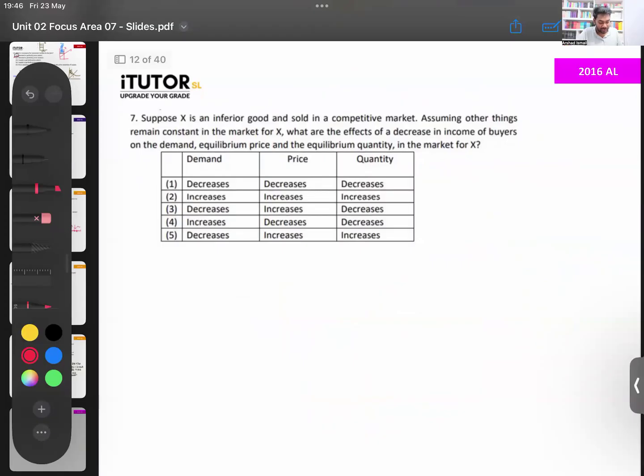2016 A-levels, question number 7. Question 7 says, suppose X is an inferior good sold in a competitive market. Assuming that other things remain constant, what is the effect of a decrease in the income of buyers on the demand, equilibrium price, and equilibrium quantity for good X? So we'll draw and see. They're talking about equilibrium, so you can draw.